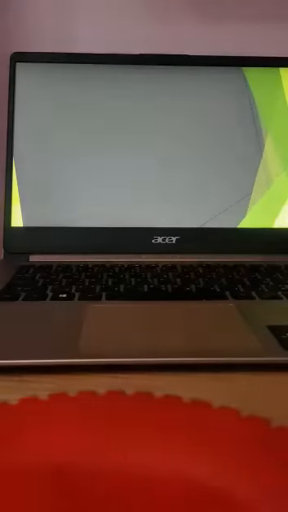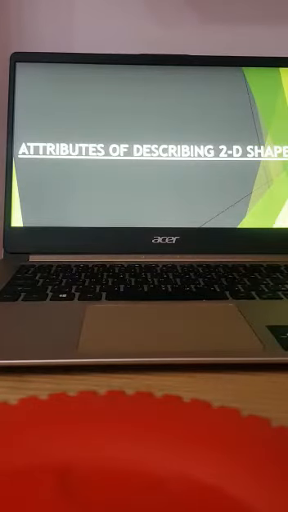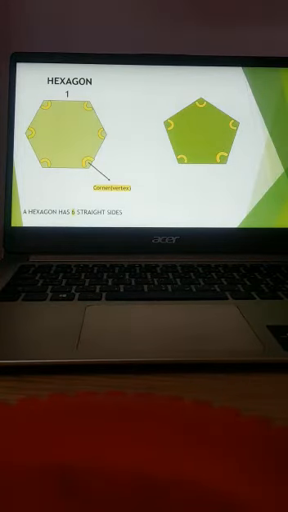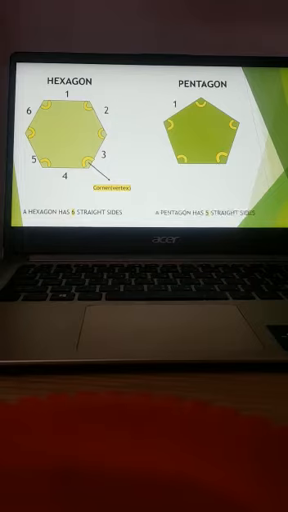We also talked about the attributes of describing 2D shapes. We said that we have two attributes of describing 2D shapes. The first attribute is the number of straight sides, okay? And the second attribute is the number of vertices or corners in each shape, okay?